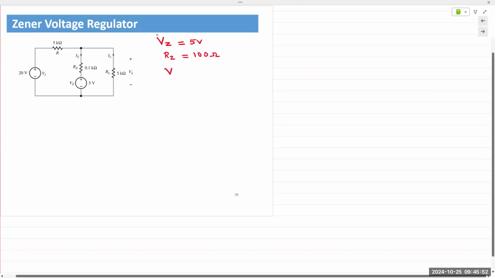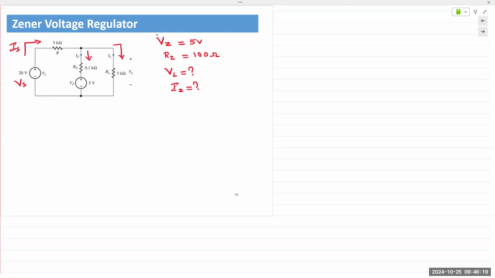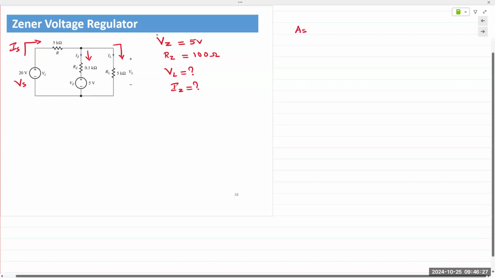The question being asked is then find VL and find the Zener current IZ. Everything else is the same. Source voltage Vs is 20 volts. Current Is is coming from the source, split between IZ and IL, right? So we follow the same approach. We'll assume that the diode is on because Vin is greater than Vz.